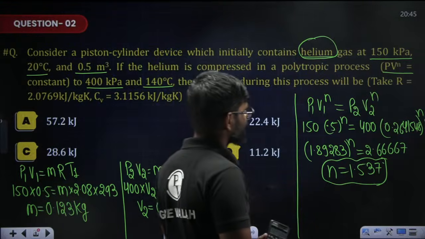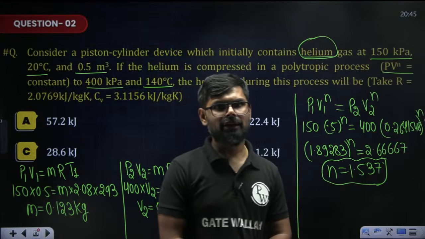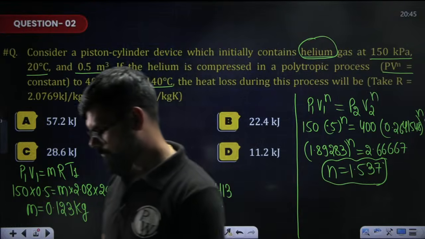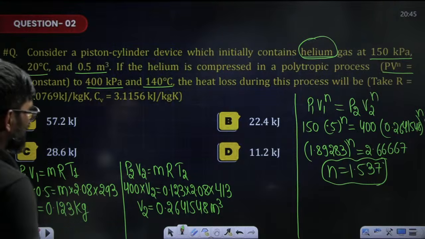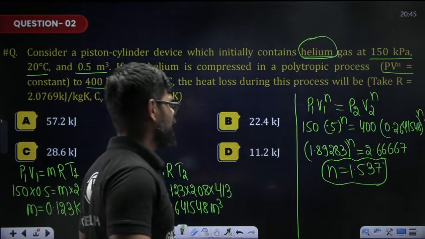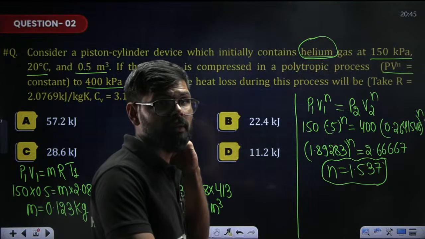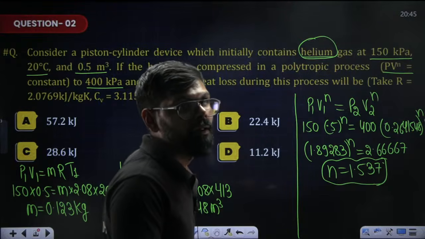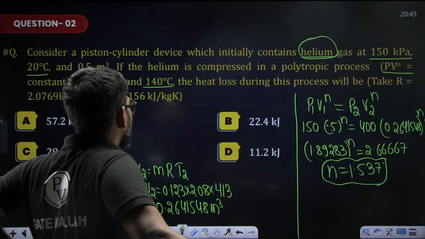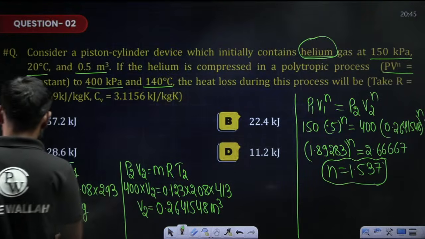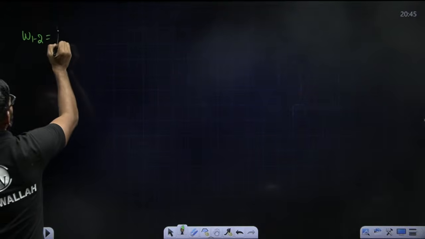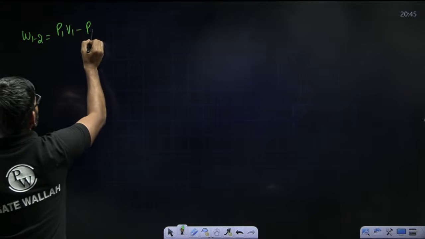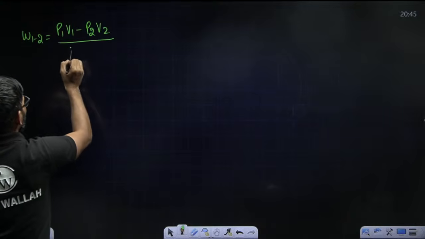So now n value you have calculated. Now what you need to do? Now you need to calculate W1 to 2. W for the polytropic process, that is P1 V1 minus P2 V2 divided by n minus 1, right?